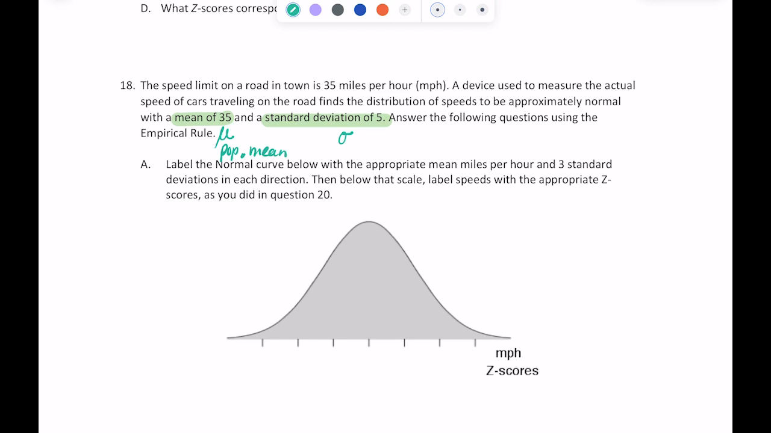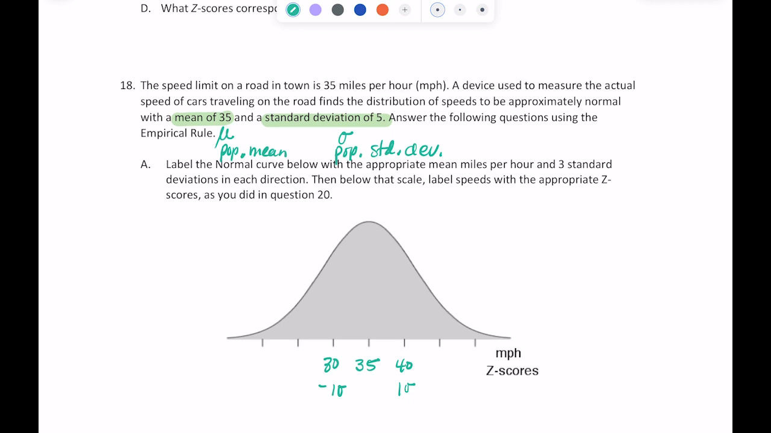And then we found the standard deviation as well. It was given to us in this problem. This is our population standard deviation of 5 miles per hour. So we know that the mean goes in the middle because it's the average. So 35 is going to go in the middle. And since my standard deviation is 5, I'm going to add 5 to 35, and I would get 40. And that represents 1 standard deviation above the mean. Okay, 35 minus 5 is 30. That would be 1 standard deviation below, and so on.